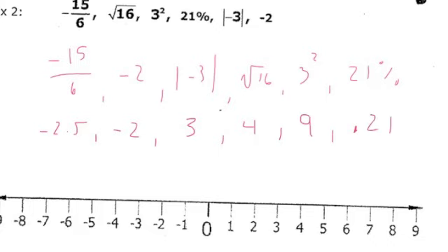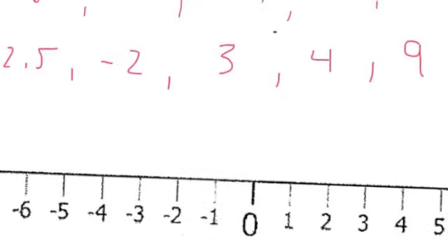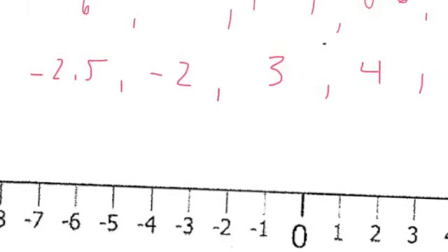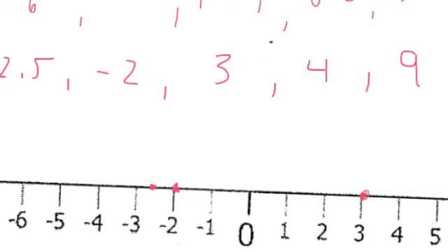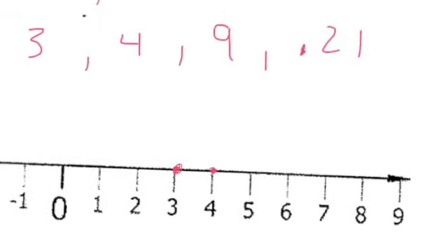Okay, so there's all of our numbers. Let's go ahead and plot some points. Okay, negative 2.5. Let's go ahead and zoom in on this guy. We got negative 2.5. We're going to put him right here. Then we got negative 2. We got 3. We got 4. We got to move over here a little bit. We got 9. And we have 0.21, so almost at 0.